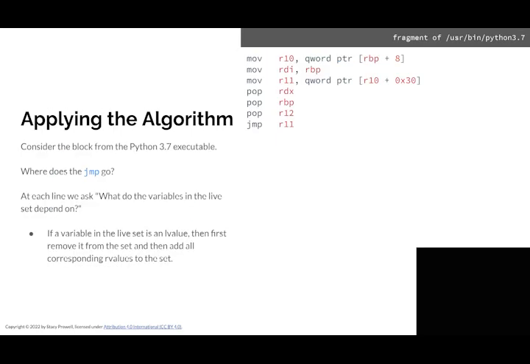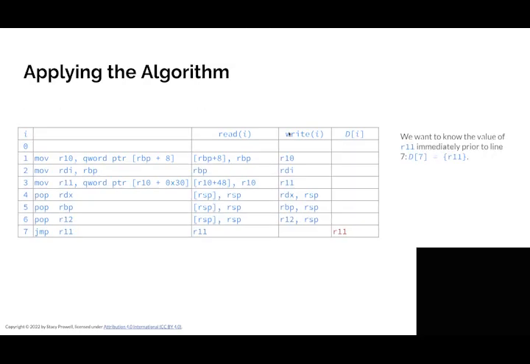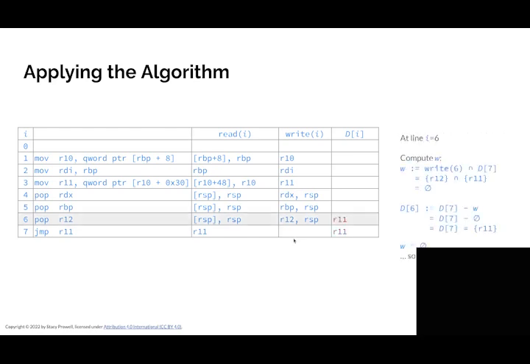Let's apply the algorithm to this piece of code. We want to answer the question, where does this jump R11 go? So here we go. We put this in a trace table in this case. And you can see our dependency set over here. And I've kept track of what's written and what's read in these two columns. So I care about R11. And looking over here, R11 is read, but it's not written. So there you go.